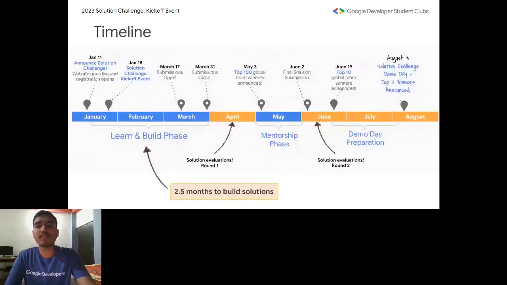Now, the timeline for the Solution Challenge. As we know, the starting event was on the 18th of January, and I am announcing this challenge here on the 31st of January. So you are getting the whole 1.5 months till the 17th of March to identify the problem, make the idea for that problem, and make a solution for it. You have to submit the solution by the 17th of March.